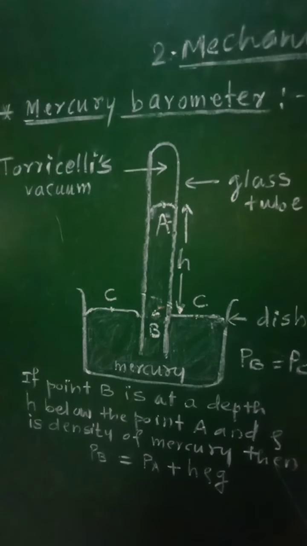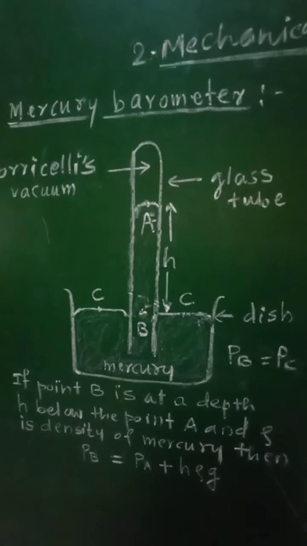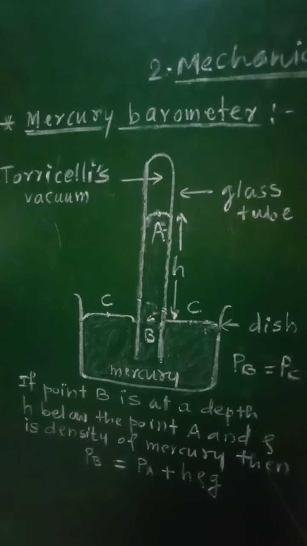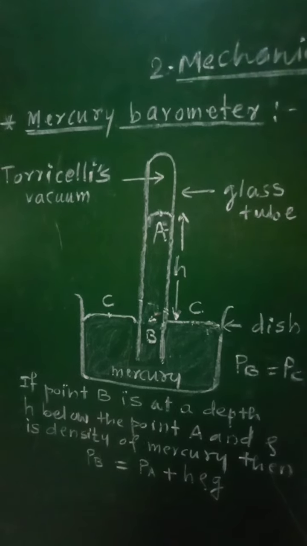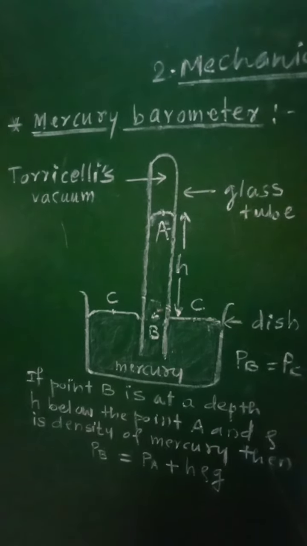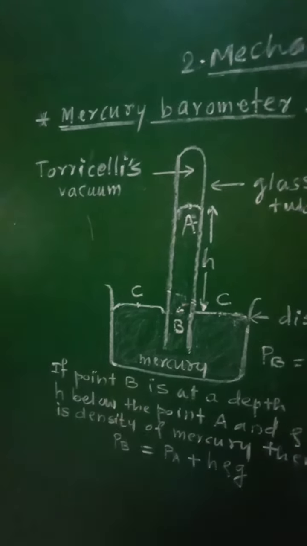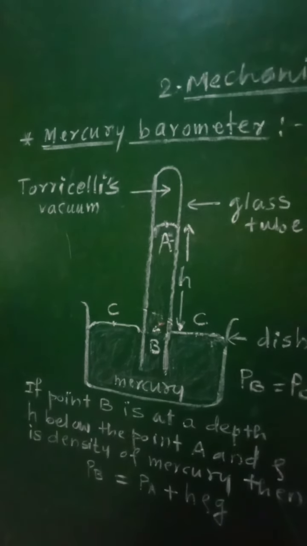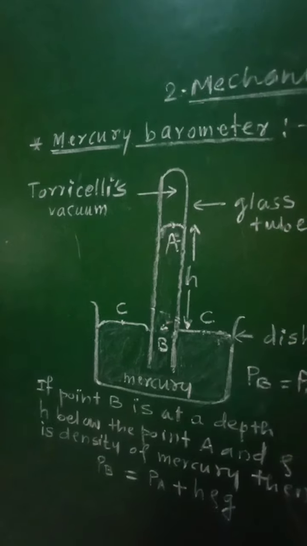As this glass tube is placed upside down in that dish, the level of mercury in the glass tube lowers as some quantity of mercury spills in the dish. Then a gap will be created between the surface of mercury in glass tube and the enclosed end of the glass tube.